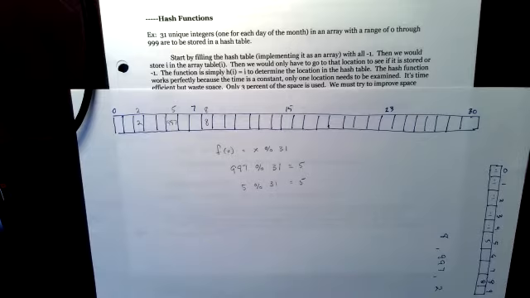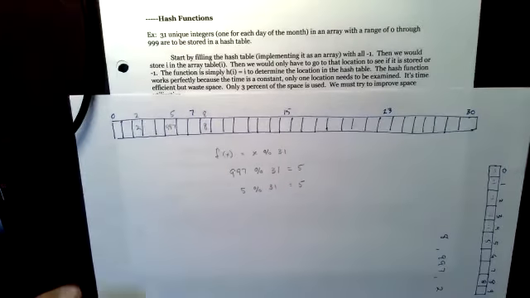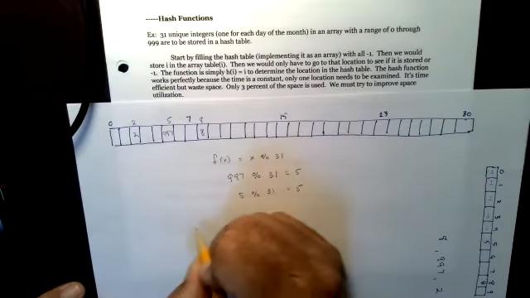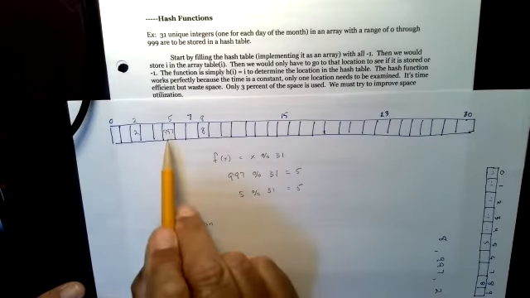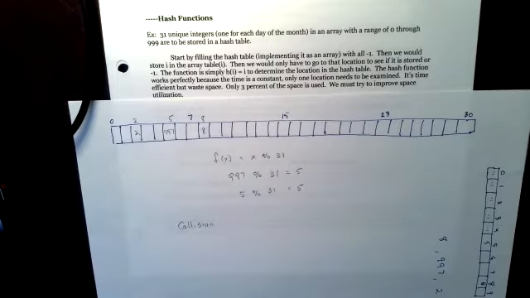So I go to 5 now, and what's my problem? I can't put it there, right? What I have is a collision. New term of the day. What I have there is a collision. Okay, so now what can I do with 5? Well, I need to probe through here and find a place to put 5. So I'm going to say, okay, let's go to 5.